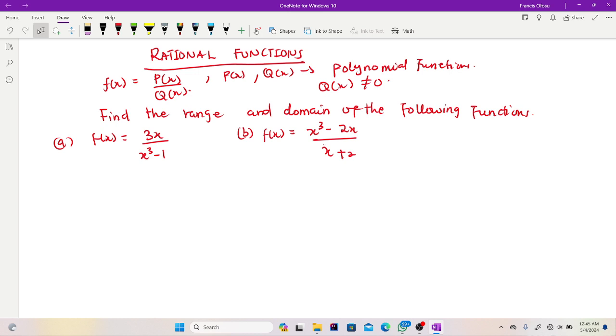So in this video, I'm going to take you through rational functions. Generally, a rational function is represented as f of x is equal to p of x all over q of x, where p of x and q of x are polynomial functions, and also the q of x here is not equal to 0.